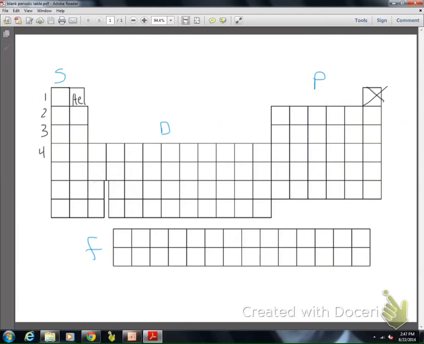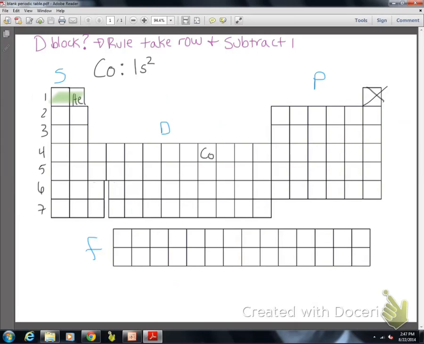So just a couple more notes here as we go. We're going to have to look at talking about the D block and the F block. So the D block, the rule is to take the row and subtract 1. The reason we do that is because we can only have 8 valence electrons. We'll get into that a little bit further when we talk in the notes. So let's look at cobalt.